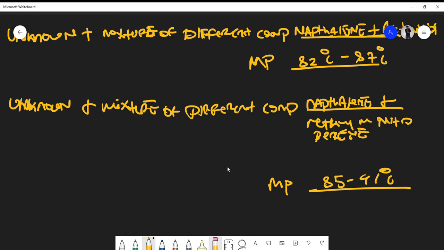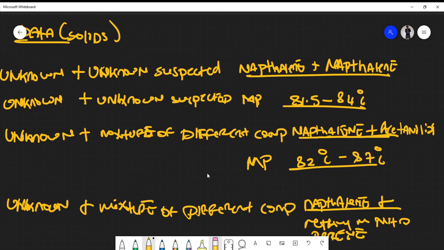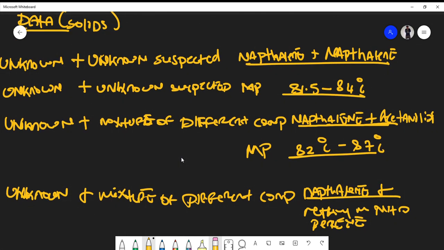So what these numbers are actually telling you is that when I mix my unknown with naphthalene, which is what I suspected it to be, the melting point did not really change from the experimental value or the expected value. Whereas when I contaminated my unknown with something like acetanilide or methyl m-nitrobenzene, you notice that the melting point actually drastically increased. That means that I'm mixing my unknown with some sort of contaminant.